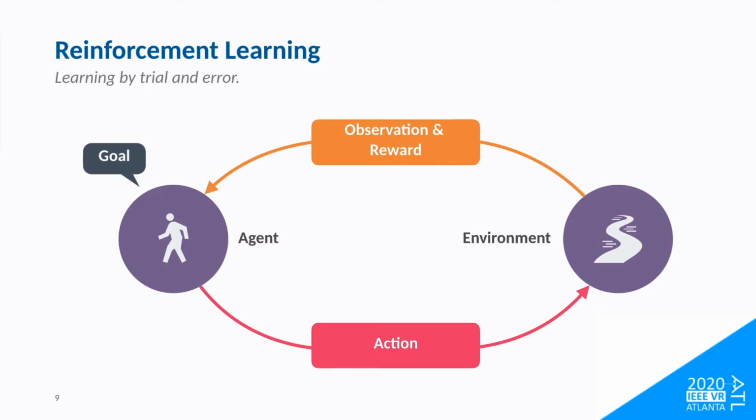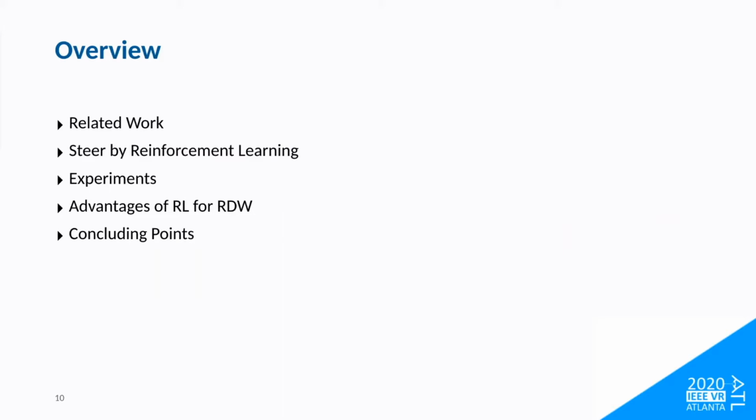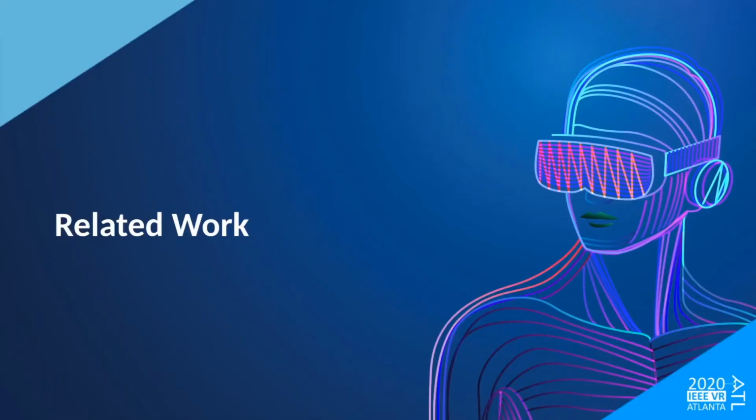So just to give an overview of the rest of the talk, I'll discuss some related work, then describe our approach to this problem, steered by reinforcement learning. I'll then discuss the experiments we did to evaluate our method, and finish up by talking about some of the advantages that we see of using reinforcement learning for the redirected walking problem. So there are two notable pieces of related work.